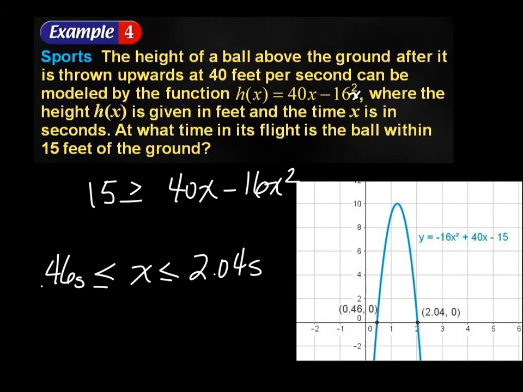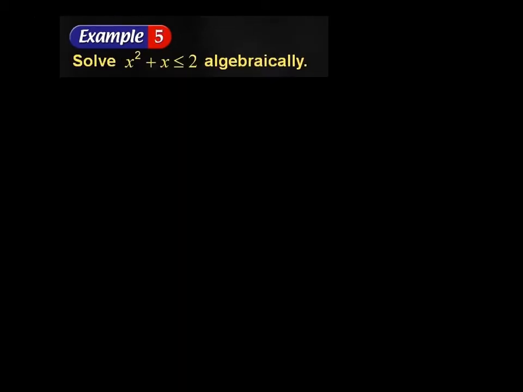I graphed the related equation in GeoGebra and found the two intersection points at 0.46 and 2.04, rounding to the nearest hundredth. So if we solve this graphically, we'd have a solution between 0.46 and 2.04 seconds. I ran through the last two examples pretty quickly because we're really not going to have much on the problem set for those. Most of our time is going to be spent solving algebraically.